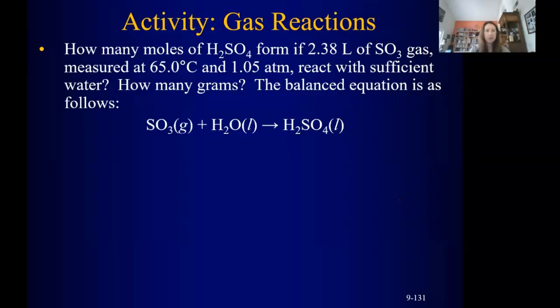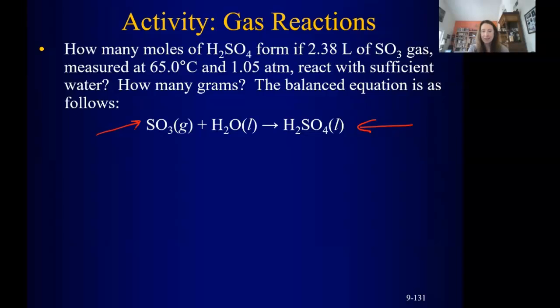All right, so how many moles of H2SO4 form if 2.3 liters of SO3 gas is measured at 65 degrees Celsius in a 1.05 atmosphere? React with sufficient water. How many grams? Here's a balanced chemical equation. You see, when I read it like that, it's not very helpful, right? It's just a lot of letters and a lot of numbers and I'm not sure what to do. So remember, this is your guide.